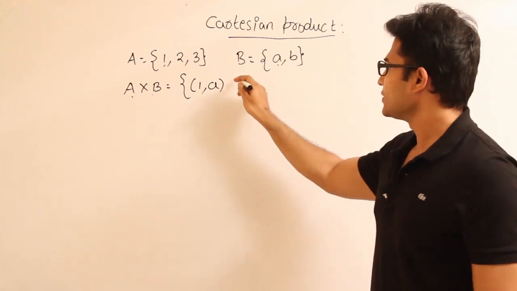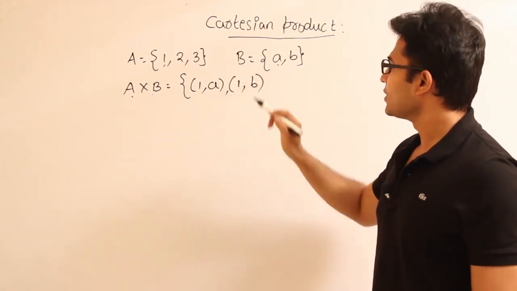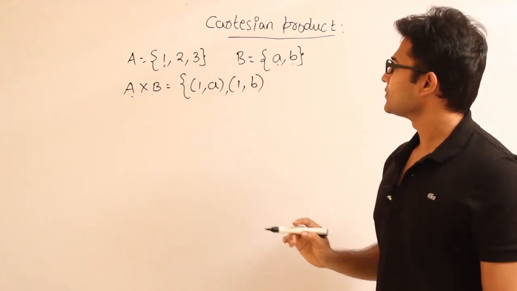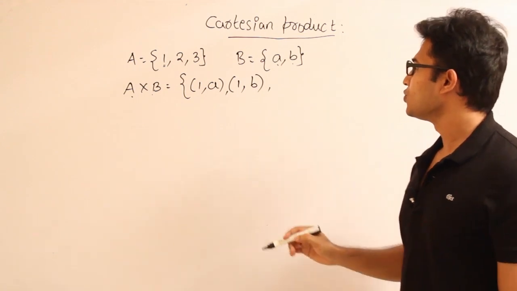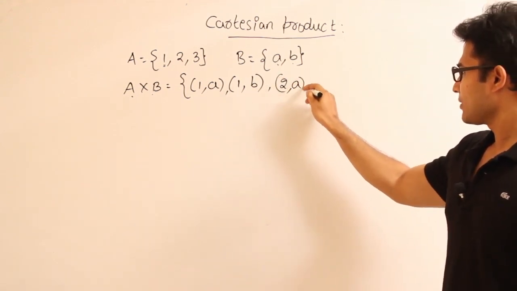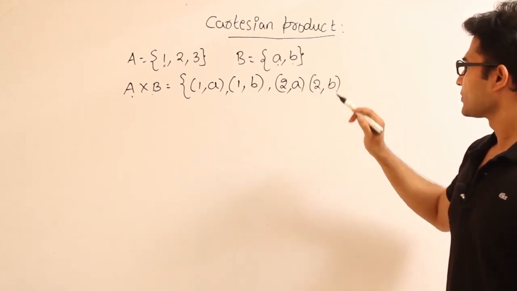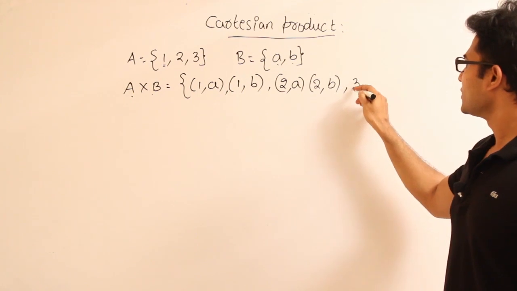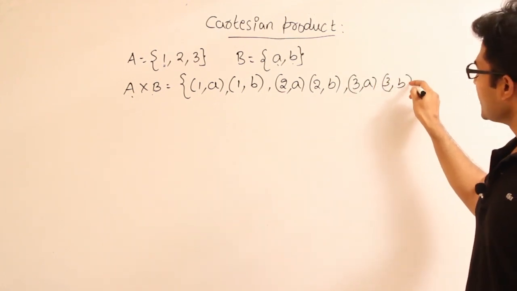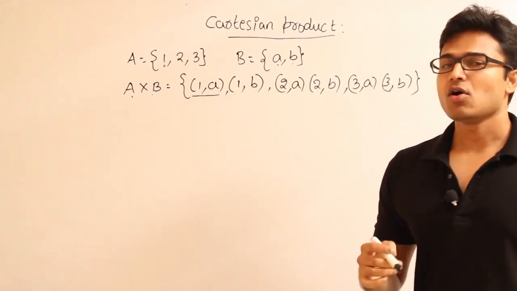For every element in A, it is paired with every element in B. 1 is paired with a and b, isn't it? And similarly 2 will be paired with a, and then 2 will be paired with b, and 3 will be paired with a and 3 will be paired with b. Each element in this set is called an ordered pair.